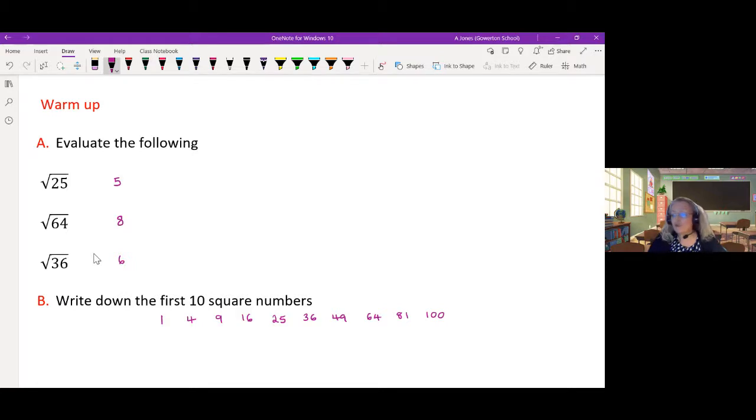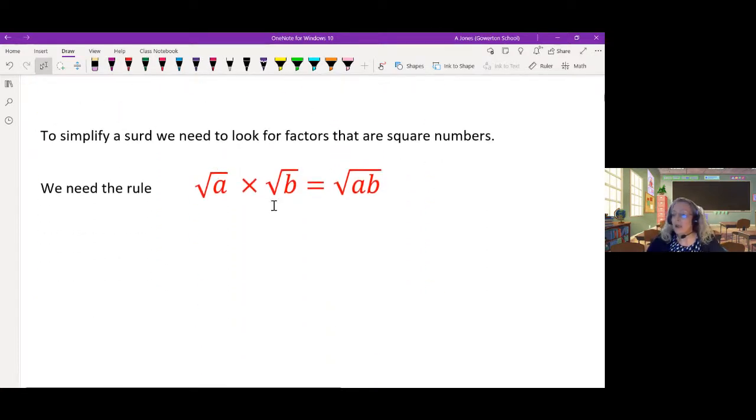And the reason I've asked you to write those first 10 square numbers down is because when we simplify surds, we're looking for square numbers. So we're always hunting for square numbers in order to do the simplification. Okay, so when we simplify a surd, we need to look for factors, so numbers that go into the number we've been given that are square numbers. So we are looking for square factors.